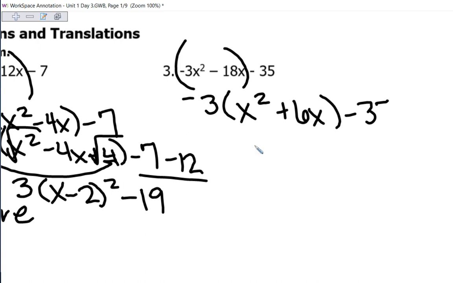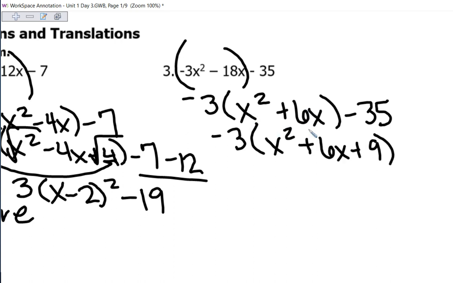Now complete the square to make our perfect square trinomial. And what number would complete the square? 9. But we're not adding 9. What are we actually adding here? Negative 27. So if this is a negative 27, what do I have to have in the back? Add 27. So you add the opposite. So this time it was negative, so this time it's added.